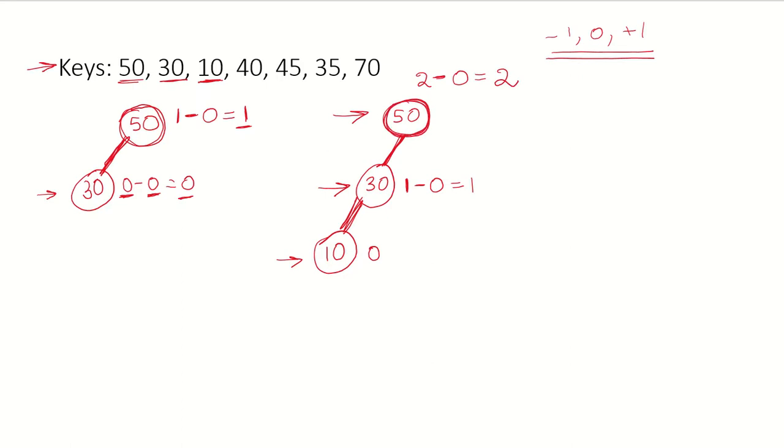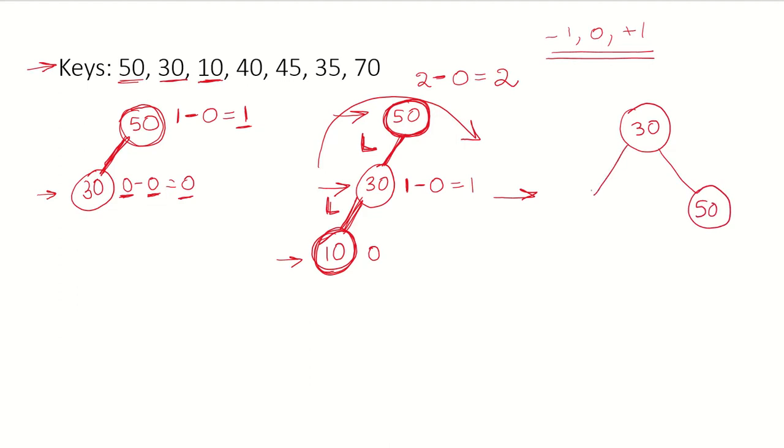So this node has become a critical node now. And what kind of an imbalance has been created? Left, left. Because this new node was added as a left child in the left subtree. So this needs an LL rotation. And how do we perform an LL rotation? By doing a right rotation like this. So when we do a right rotation, we will have 30 coming at the top, 50 being pulled down and 10 again coming as the left child of 30.